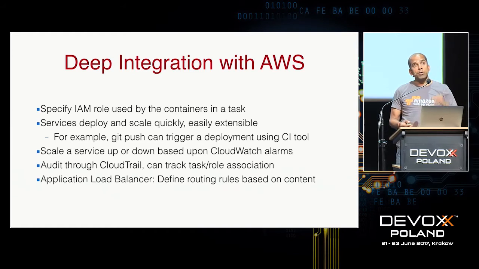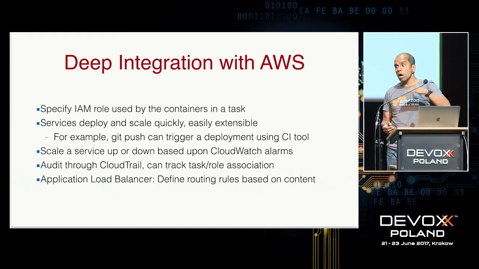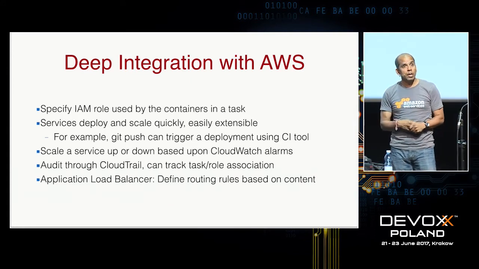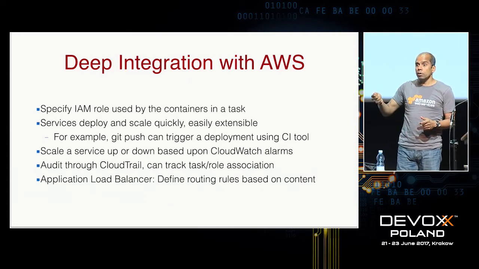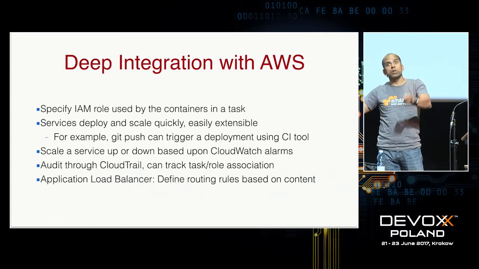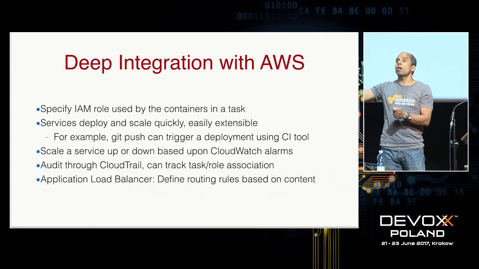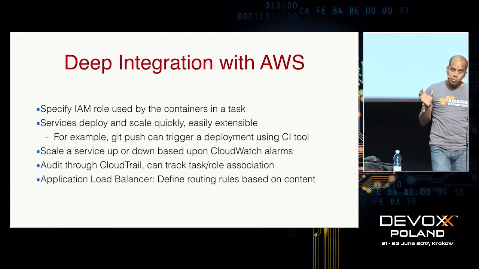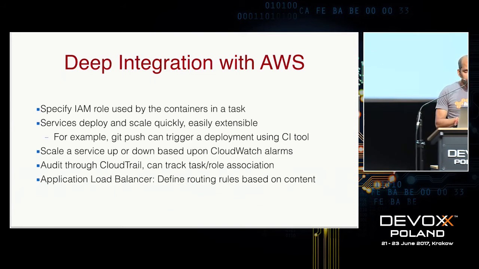You can also set up your service to scale up or down based upon CloudWatch alarms. CloudWatch is a monitoring system within AWS. So you can set it up so that when such and such alarm happens, say my CPU has increased to 60%, it automatically scales my service up. Or you can set up alarms completely specific to your application.